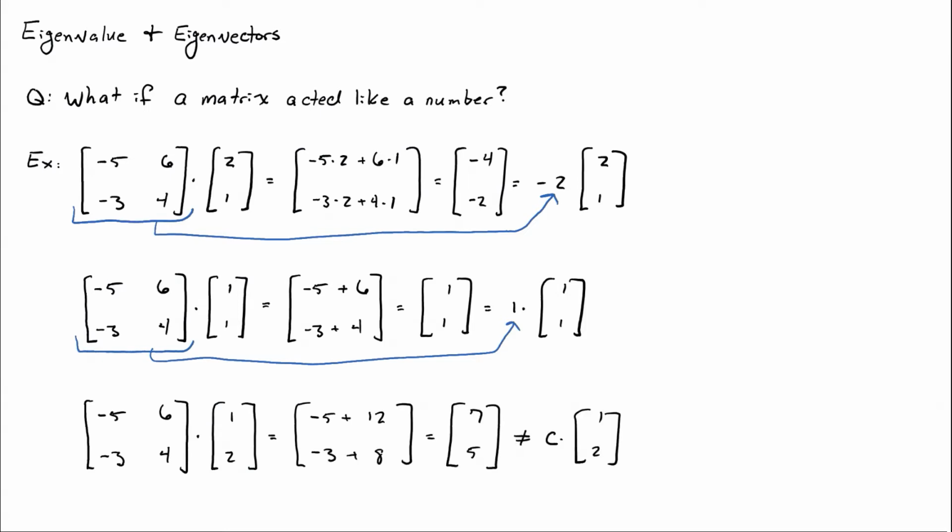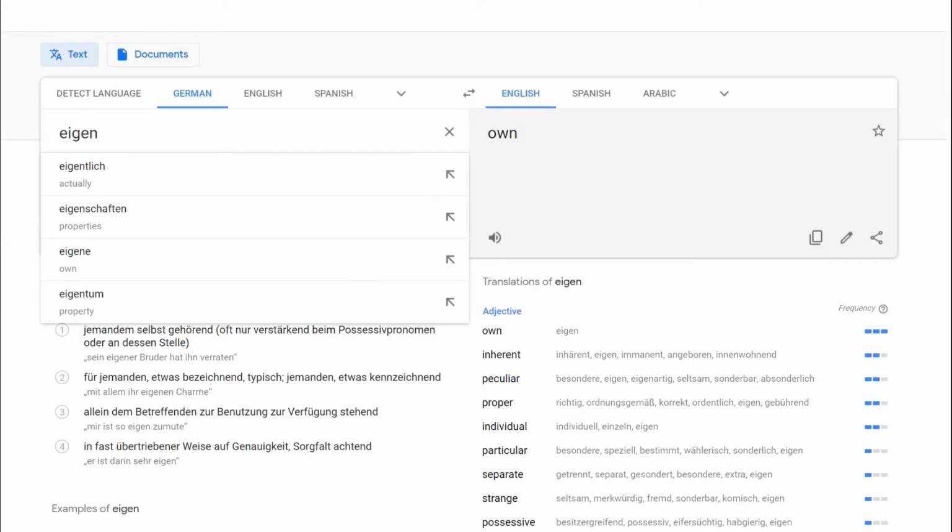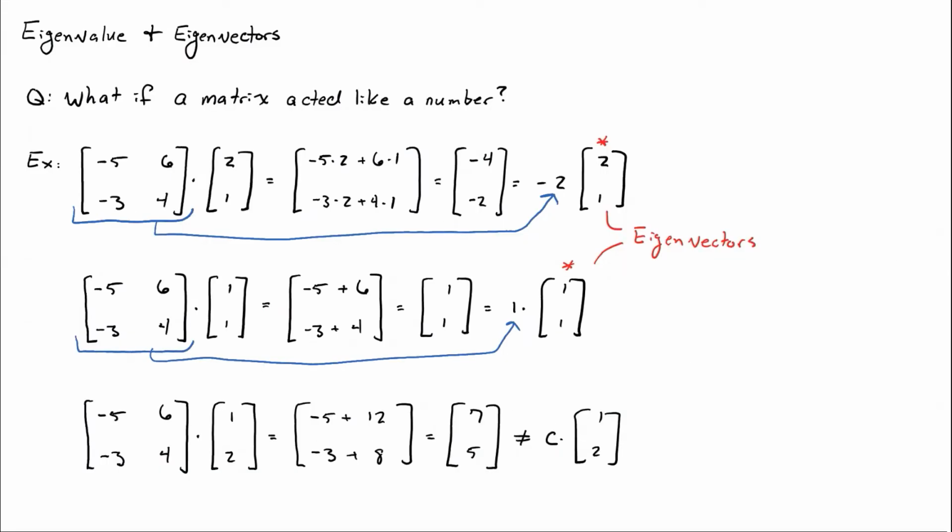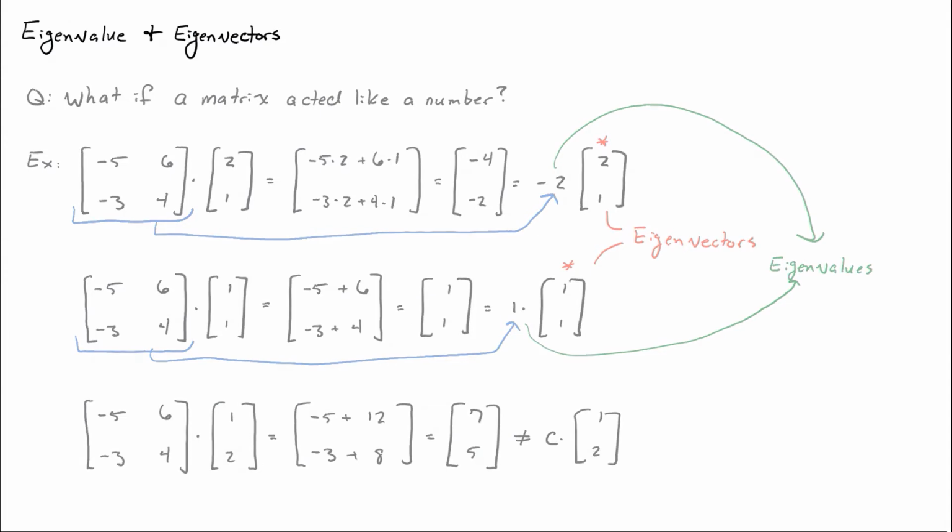It's not even close. The vectors (2, 1) and (1, 1) are special. They are eigenvectors of this matrix. Eigen is the German word for own. It's the matrix's own vector. The -2 and 1 are eigenvalues. These belong specifically to their vectors or any scalar multiple of that vector.